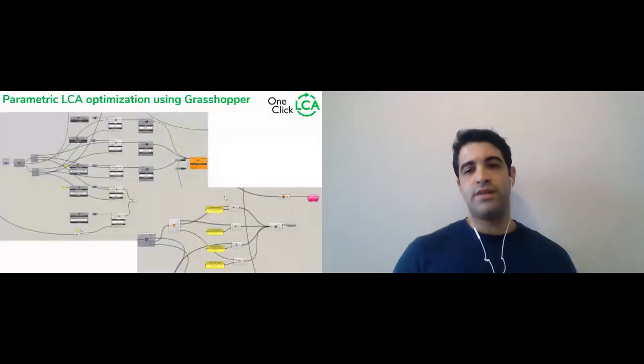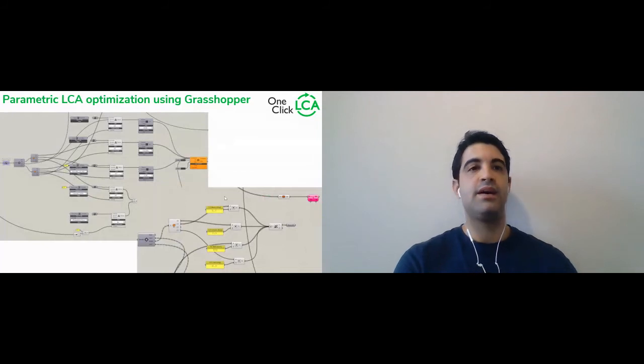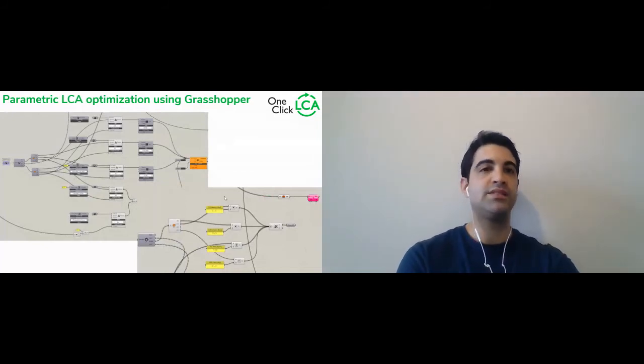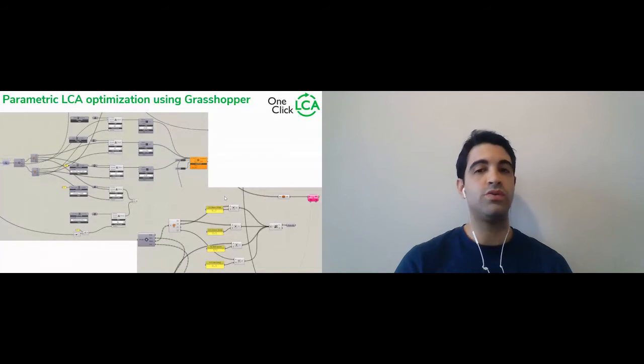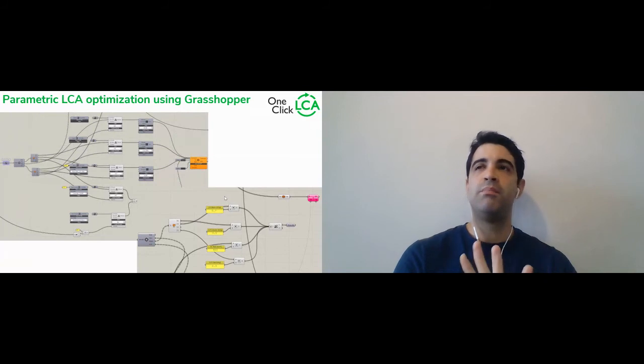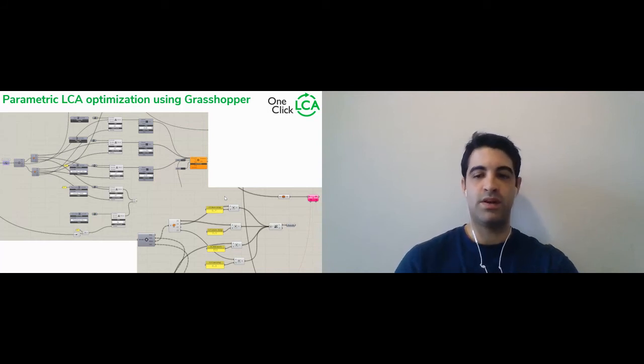And recently, we added parametric LCA optimization using Grasshopper. It can be seen here. So even if you are in this very early concept stage in which you don't know the exact quantity of materials you're going to use, you just know, okay, we're going to do this type of building, we're going to use concrete, this is the shape, this is the area, and that's more or less what I know. Well, you can do parametric LCA optimization using One Click LCA and Grasshopper. That's not a problem.